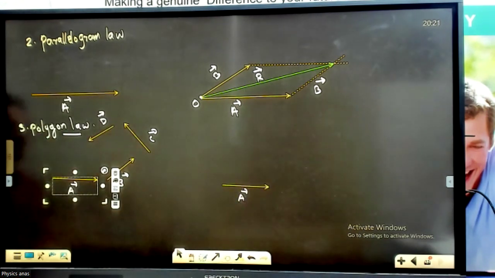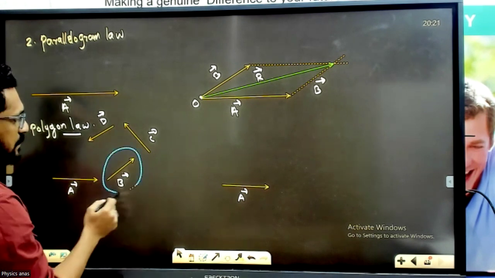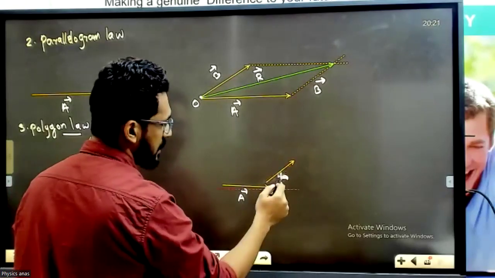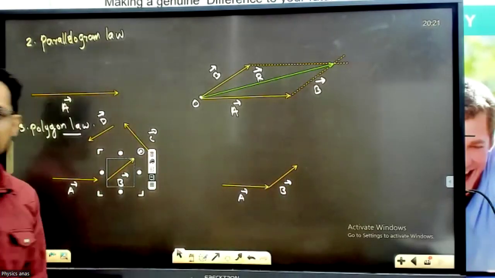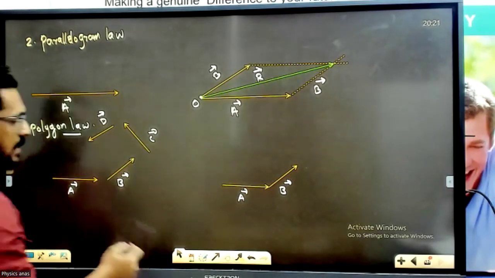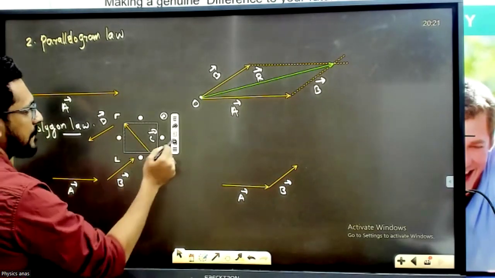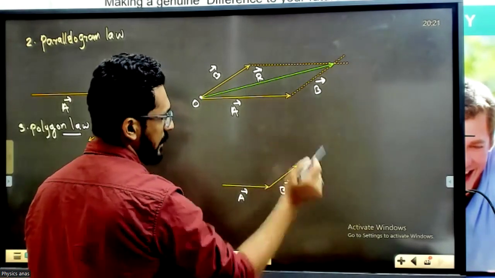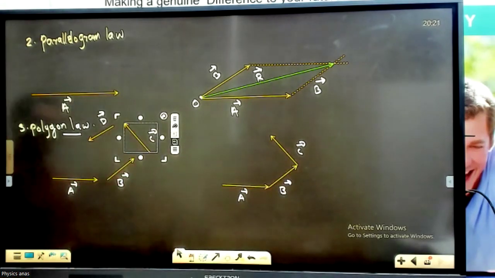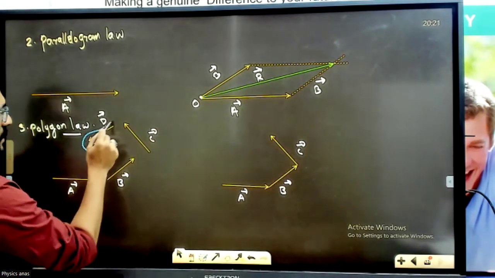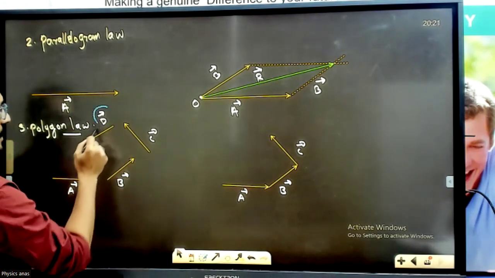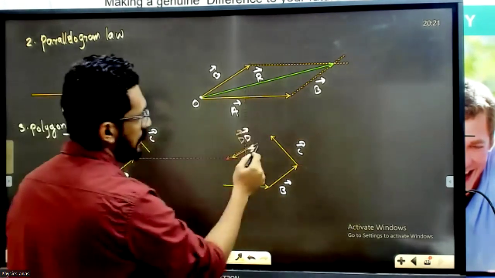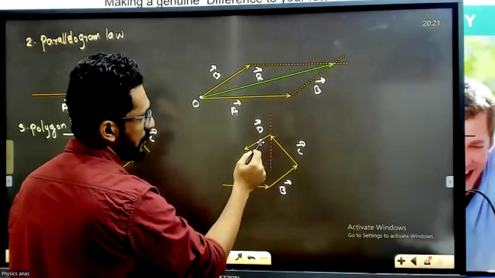It's a free vector. And I am taking this B and placing B here. I can do that, right? Okay, then I am taking this C and placing C on top of B like this. And for the last, I am taking D and placing D at the top of C.